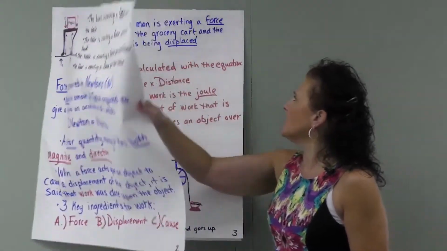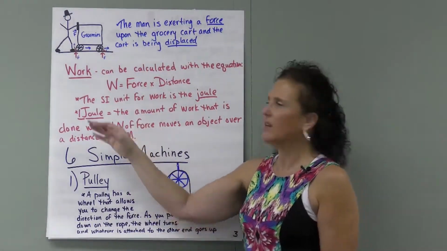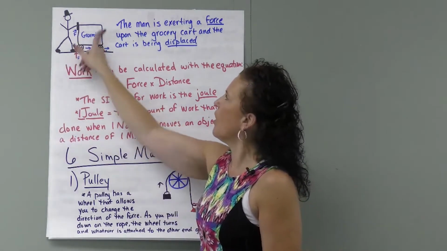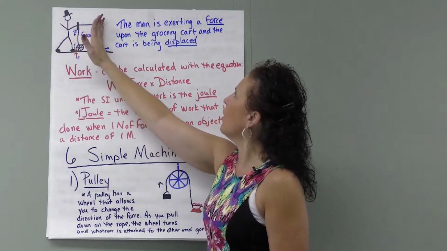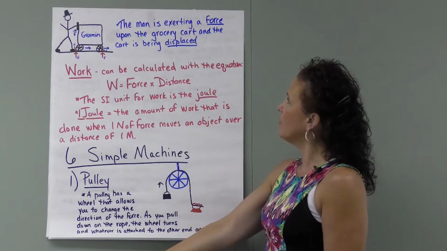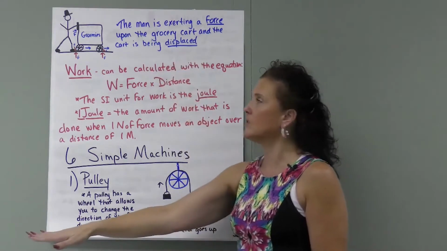Okay? So let's look here. We have this little guy. I drew him. I'm not the best artist. He's got his little hat on and he's at the grocery store. Here's his grocery cart and he's pushing the grocery cart. See, the man is exerting a force once he pushes the cart, but the cart is being displaced, right? It's moving across the floor.